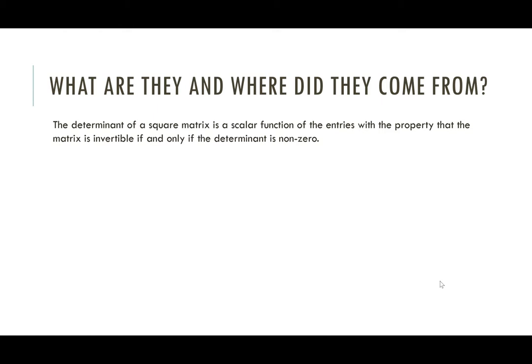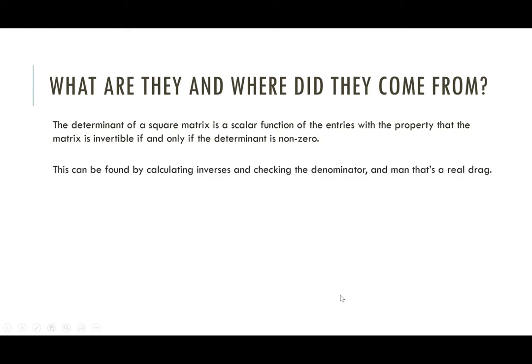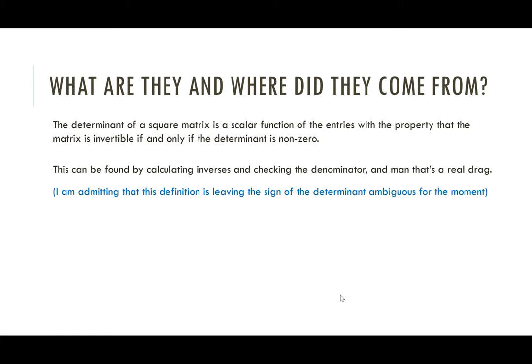So basically, the determinant of a square matrix is going to be some scalar function, meaning it's some function of the entries of the matrix, but it spits out a number. And it has this property that the matrix is invertible if and only if the number it spits out is non-zero. And then, okay, if you really wanted to, you can calculate the determinant by calculating the general inverse and finding a common denominator. And oh boy, that's terrible and only 3 by 3. And I'm also admitting that for the moment, this is leaving the sign of the determinant ambiguous.